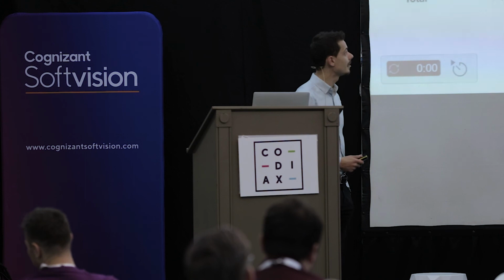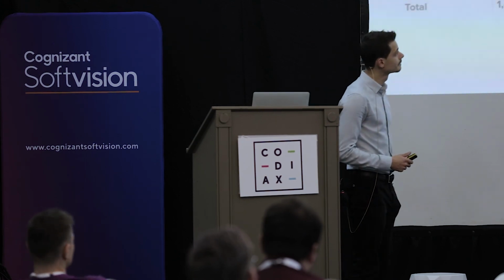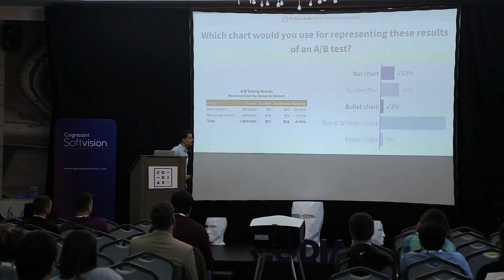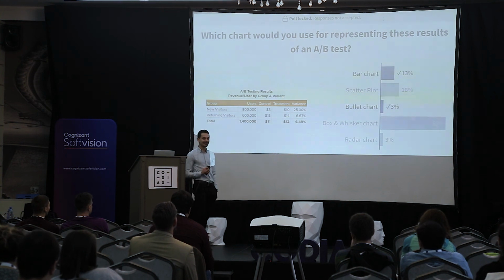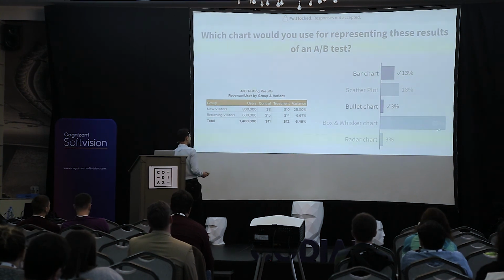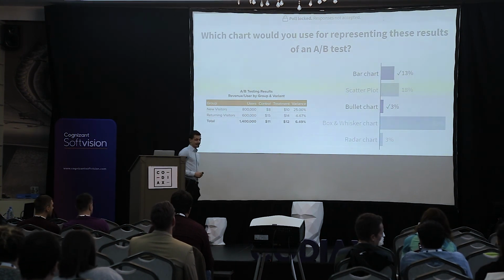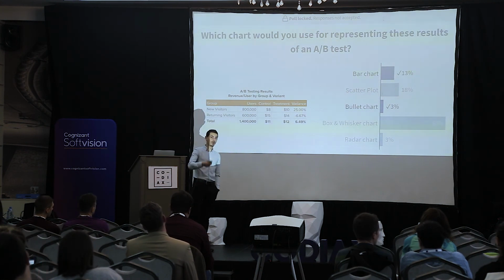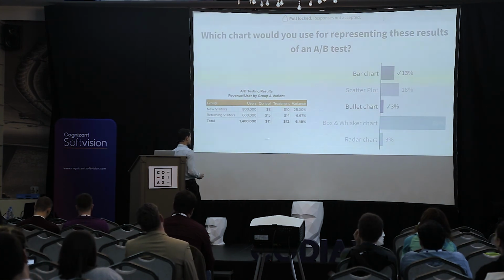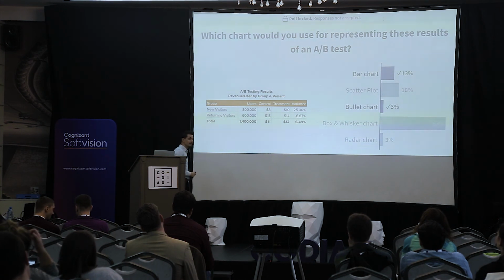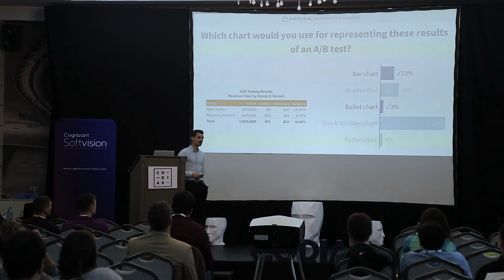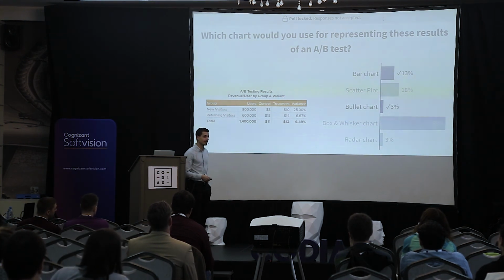Okay, time's up. Let's see. I've misled you on this one, I'll admit that. Box and Whisker are useful when you have all the data points. In this case, the results only show you these metrics. You don't know what each user did and how it behaved.